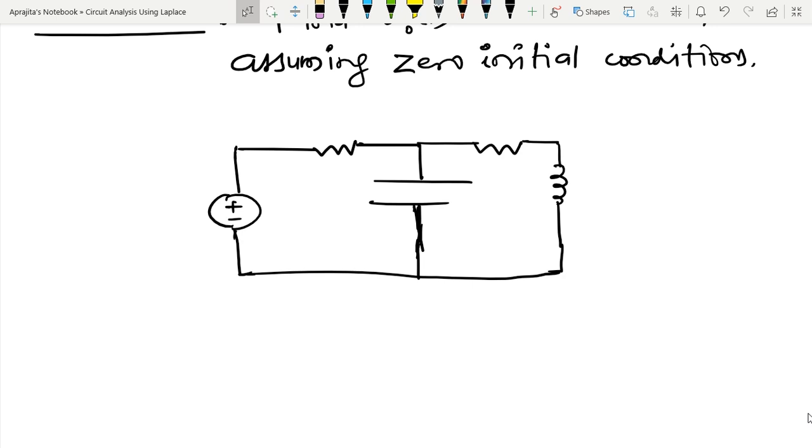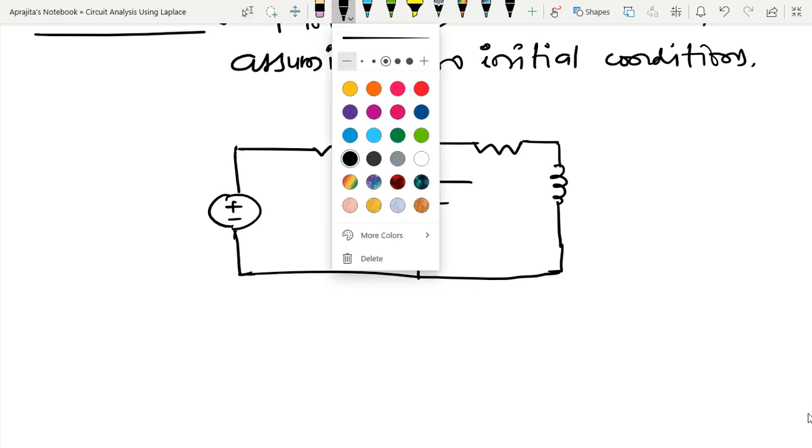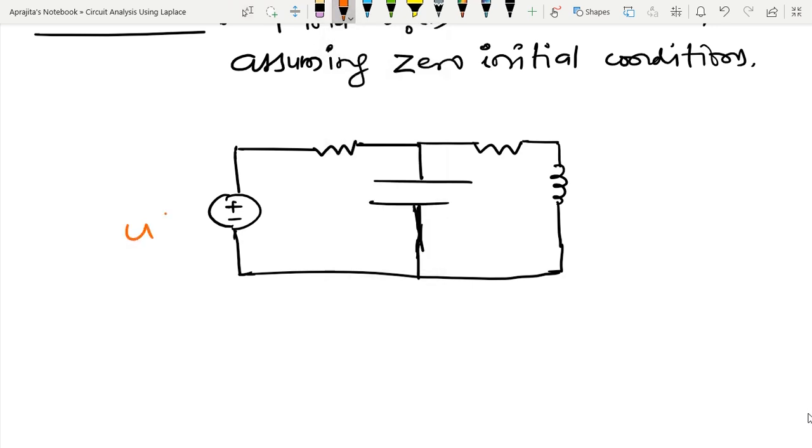Now let us give some values. Suppose this is a unit step voltage source, this is 1 ohm resistance, this is 1/3 farad, this is 5 ohm, and here I have 1 H, and I have to calculate this V0(t). So that is our aim.